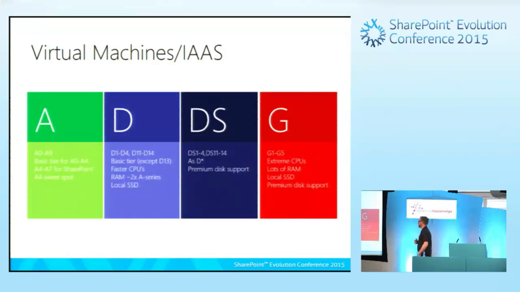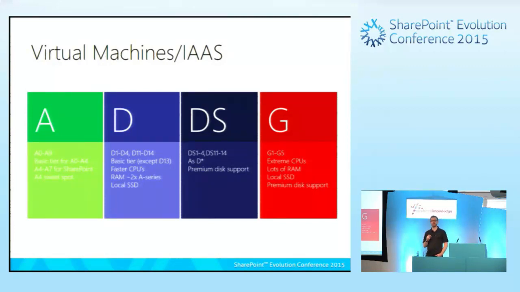There's a couple of options. We have the A machines, the D machines, the DS, and the Godzilla machines. A machines are what Microsoft started with, and those are the basic machines you can use. They come in two flavors, basic or standard. The basic tiers are for A0 to A4.